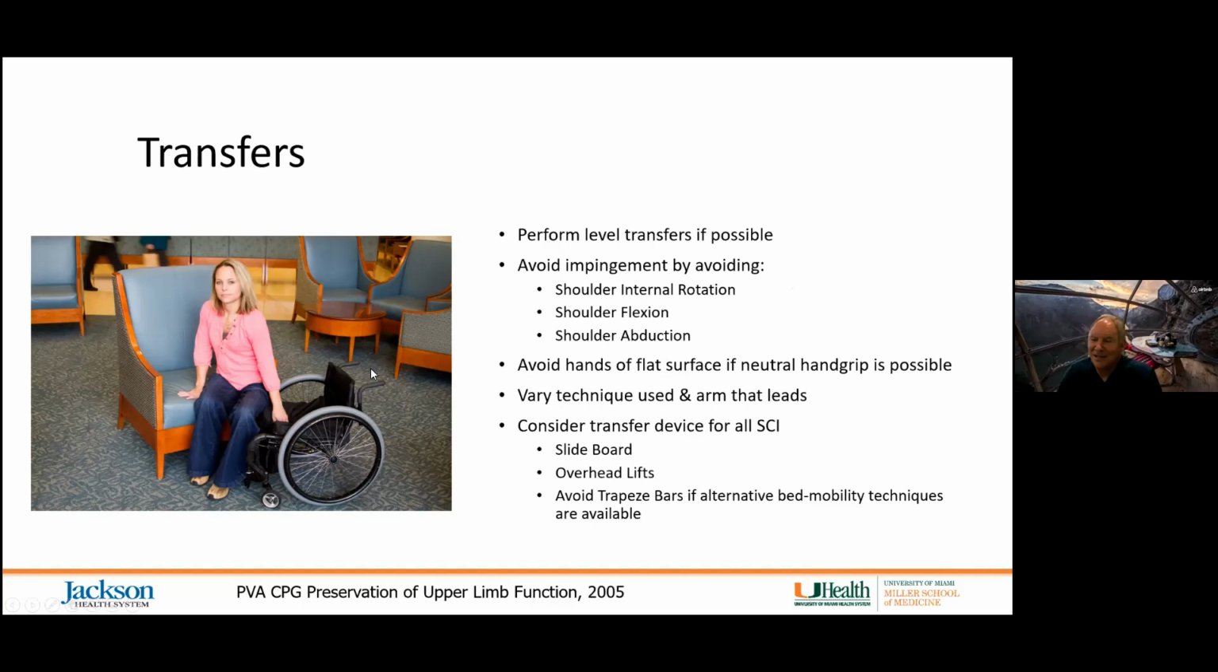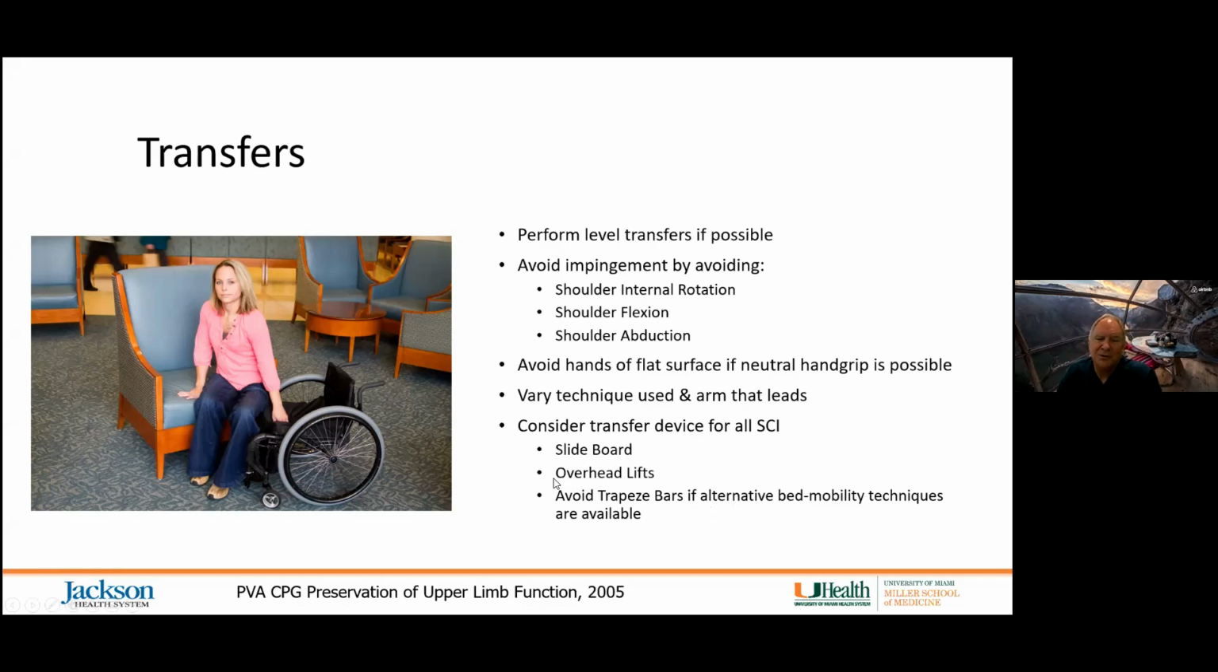So now getting in and out of a car, you don't have many options. You've got to get in. But if you're going to be getting in and out of chair, in and out of bed, alternate the sides that you're transferring to and from, so that you're having approximately equal compression, and that will reduce the likelihood for upper extremity overuse. You want to try to, so I'll say avoid trapeze bars if you have other techniques available.